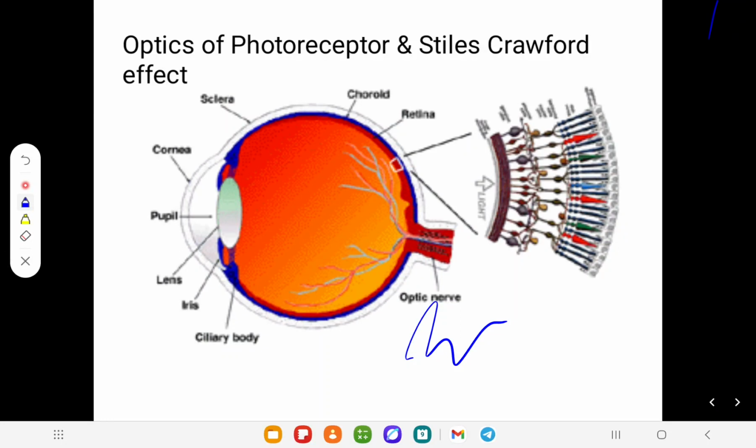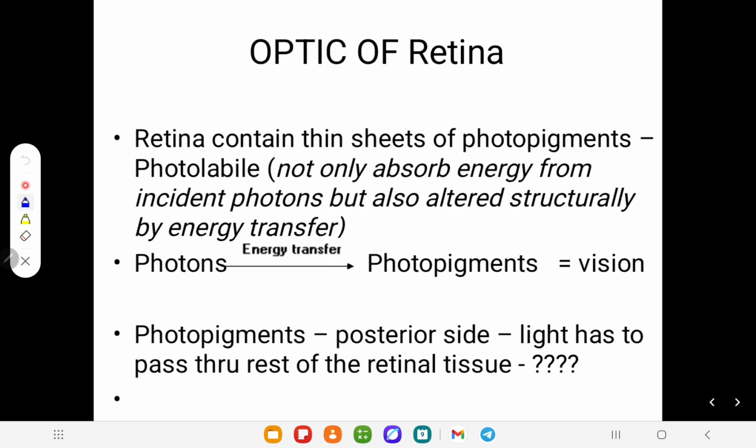Okay, today I'm going to talk about the optics of the photoreceptor and the Stiles-Crawford effect. So let's move forward. Basically, in the optics of the retina, there are a few things I want to emphasize.